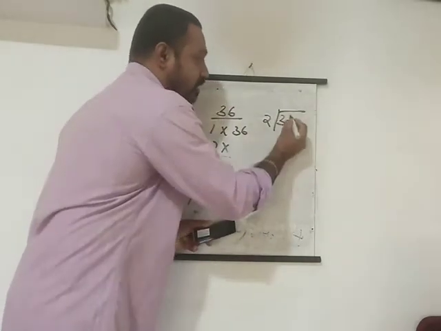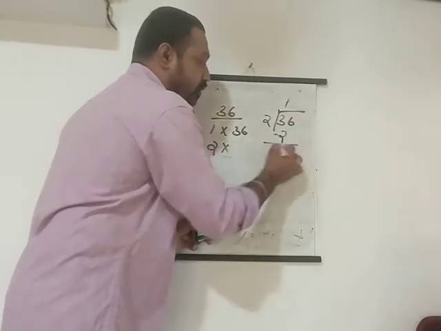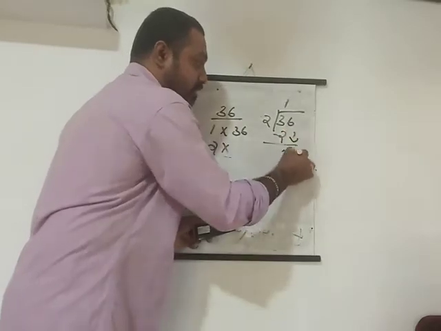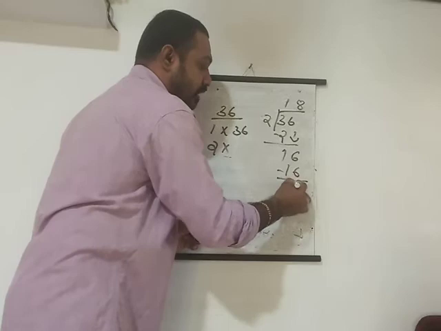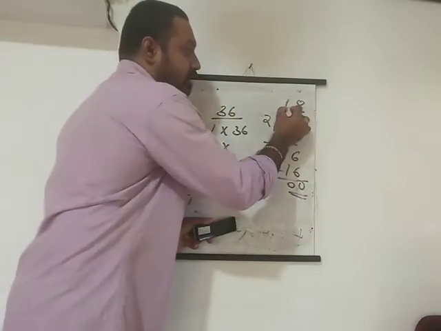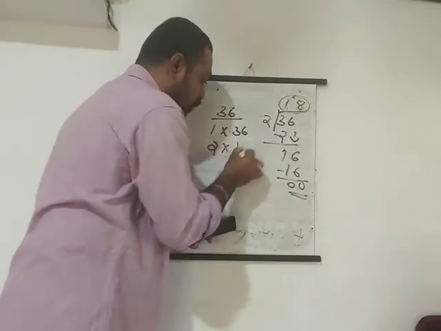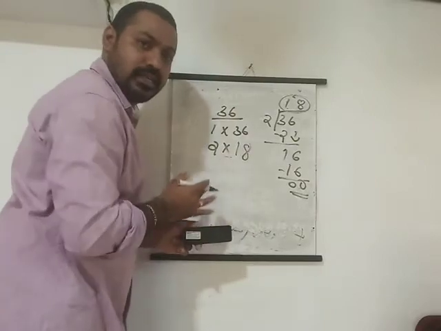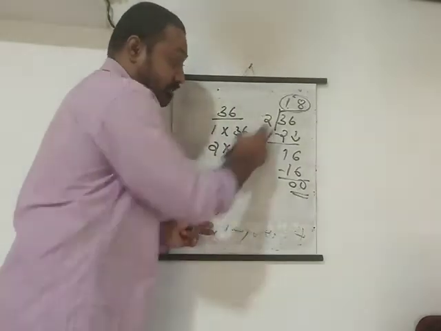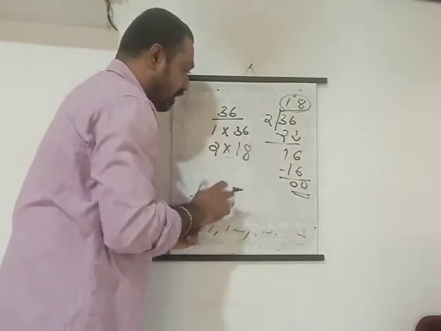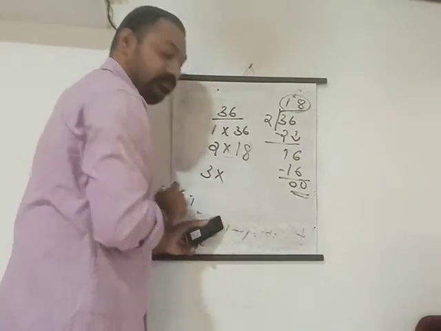36 by 2 means 1 2s are 2, 3 minus 2, 1 you will get. Then 6 comes here. 8 2s are 16. Okay. Then when you subtract it, you will get 0. So what is the answer? 18 you get. So 2 into 18 is 36. Very simple, isn't it? So if you don't know how many times of a number, just divide that number with this one.